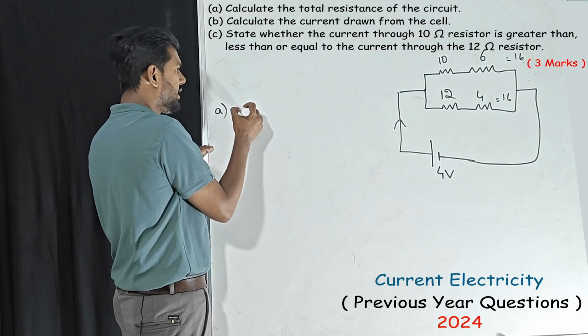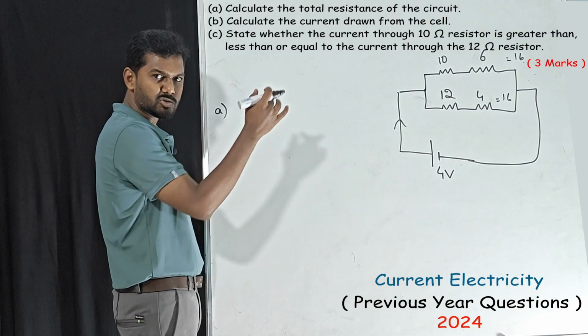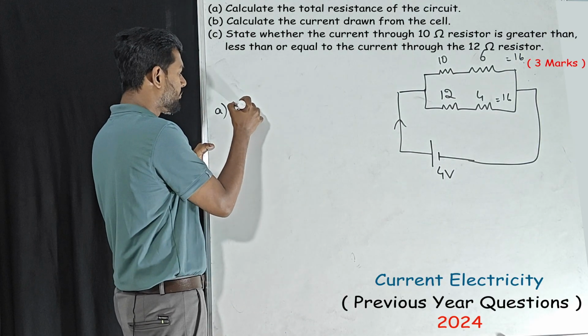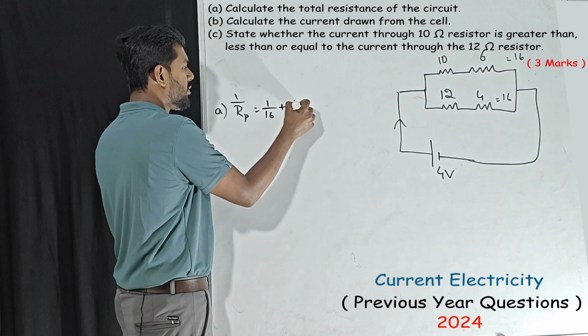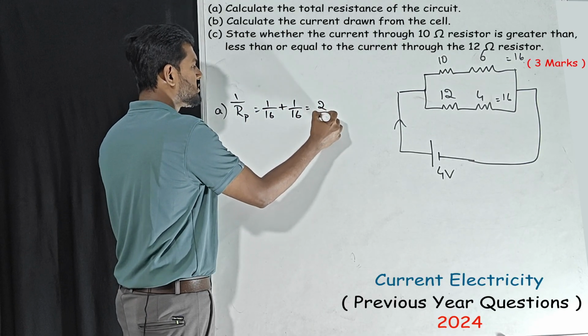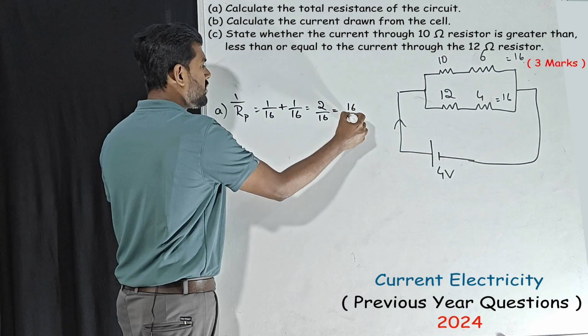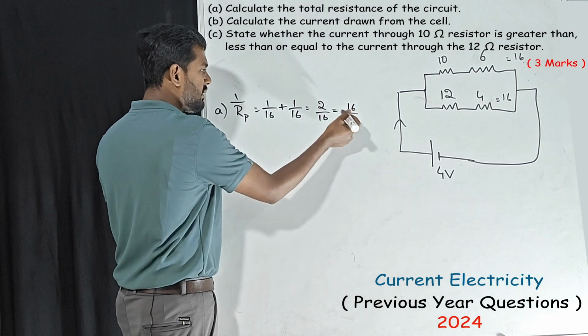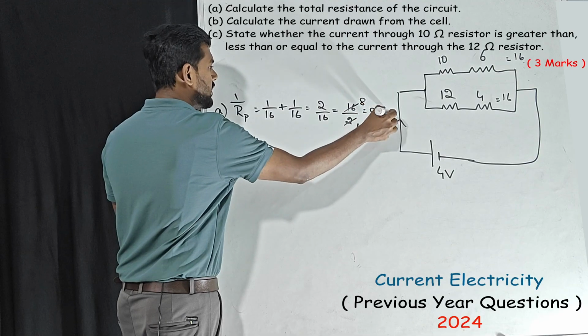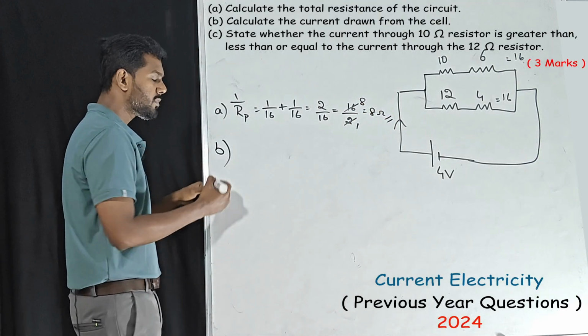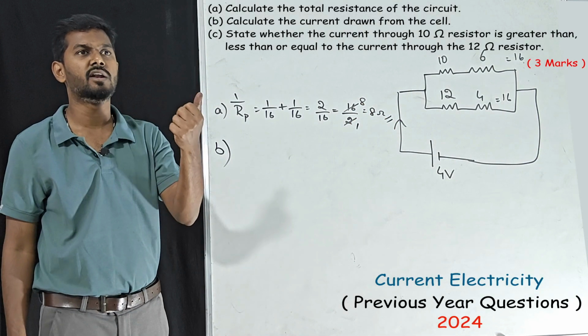10 plus 6 is 16 and 12 plus 4 is 16, these two are in parallel, so 1 by Rp is equal to 1 by 16 plus 1 by 16, it is 2 by 16, which is nothing but 16 by 2 after taking the reciprocal, right? 2 1s are 2, 2 8s are 16, answer is 8 ohm. That's it. Second one, calculate the current drawn from the cell.